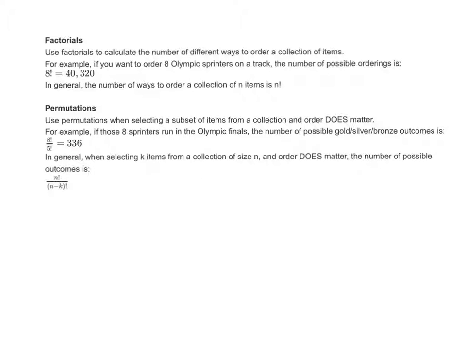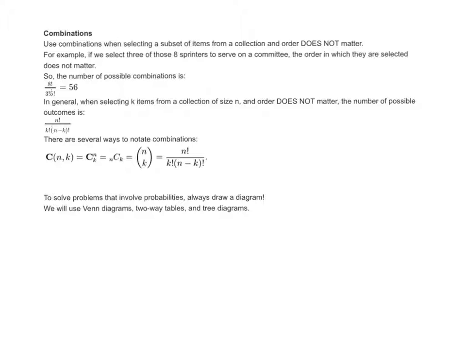The way I like to look at that is 8 factorial is the number of different ways that the 8 runners can finish, but we don't care about the order of the 5 finishers who don't get a medal, so we divide by that 5 factorial, and that gives us 336. In general, if you're selecting k items from a collection of size n, and the order of those that you select does matter, then the number of possible outcomes is a permutation, and it's n factorial over n minus k factorial.